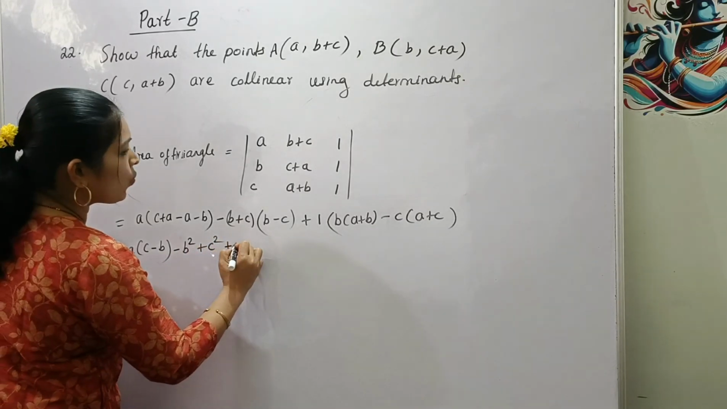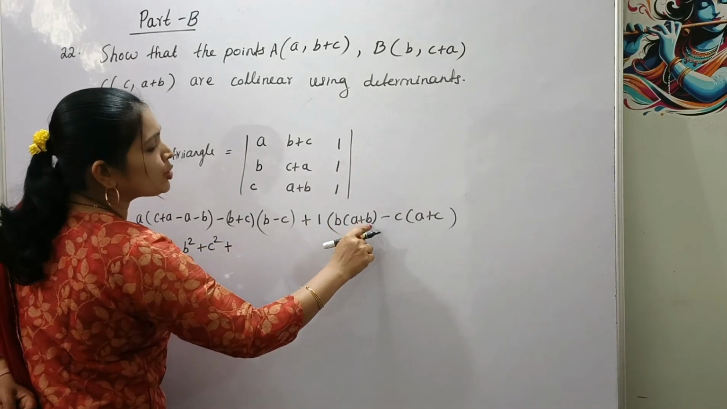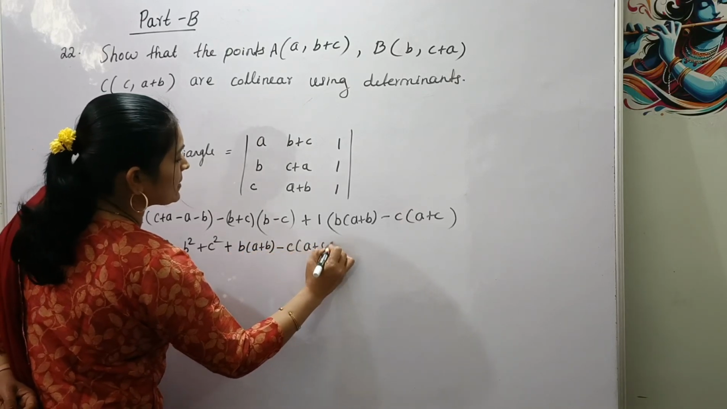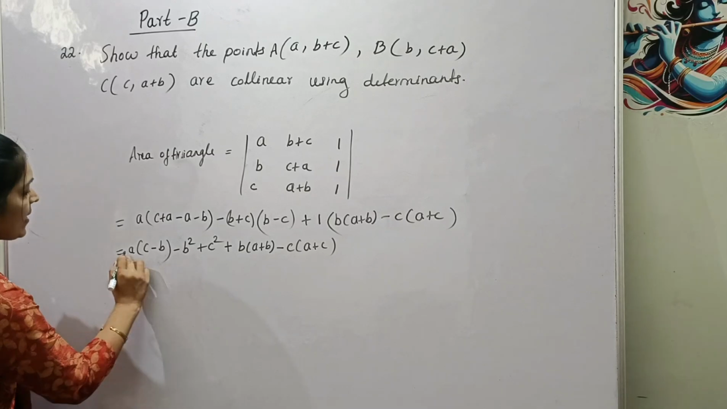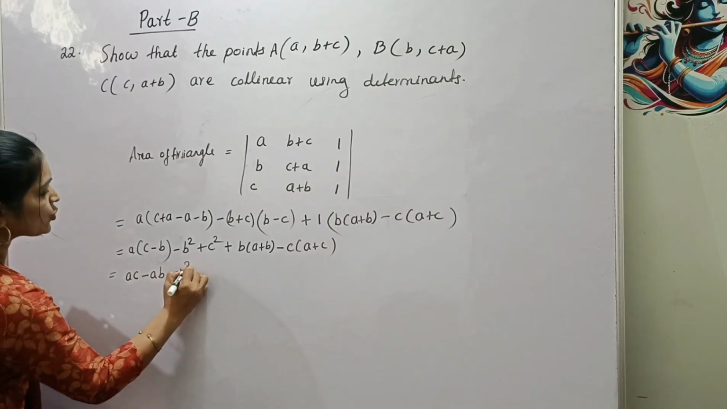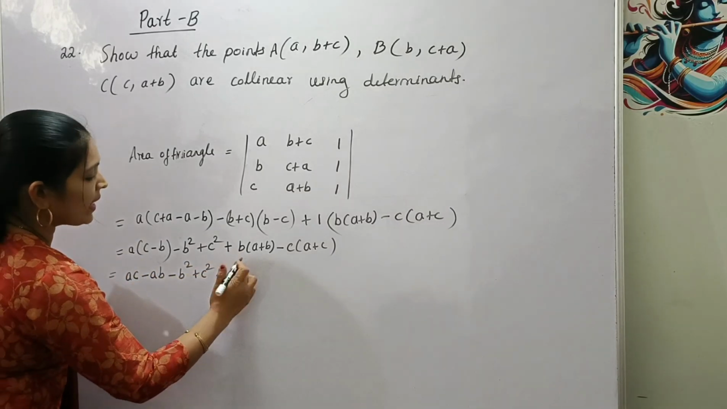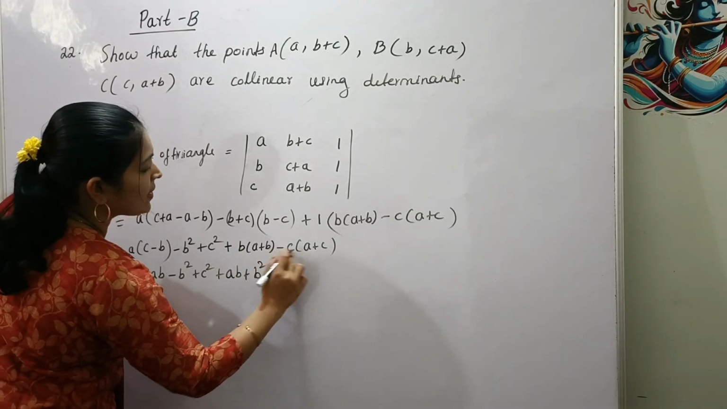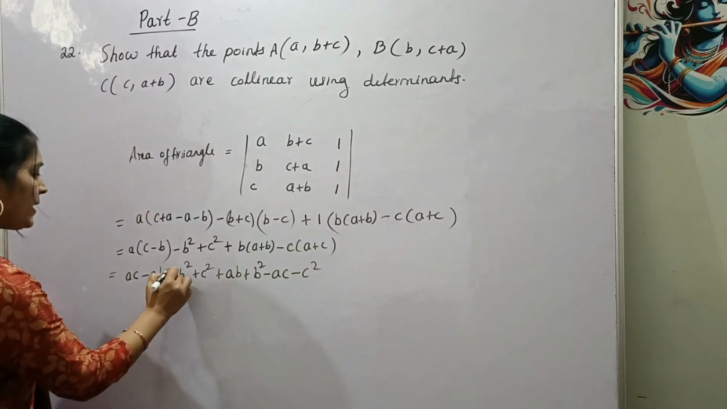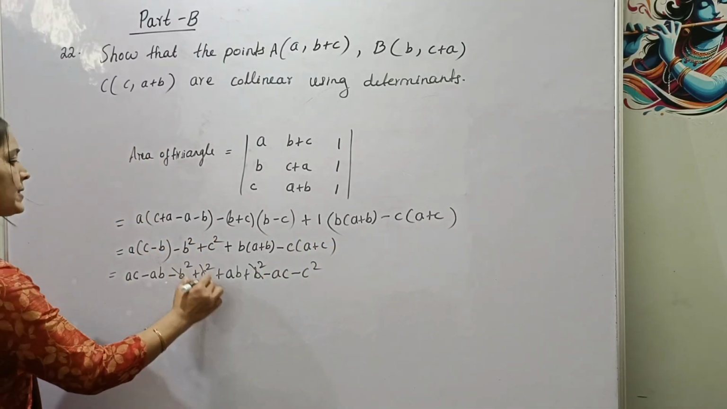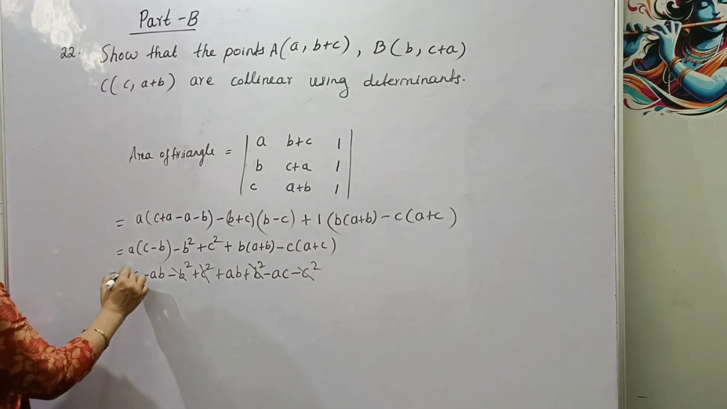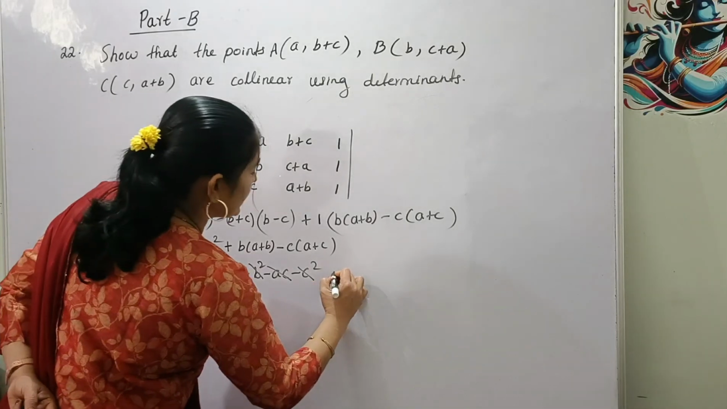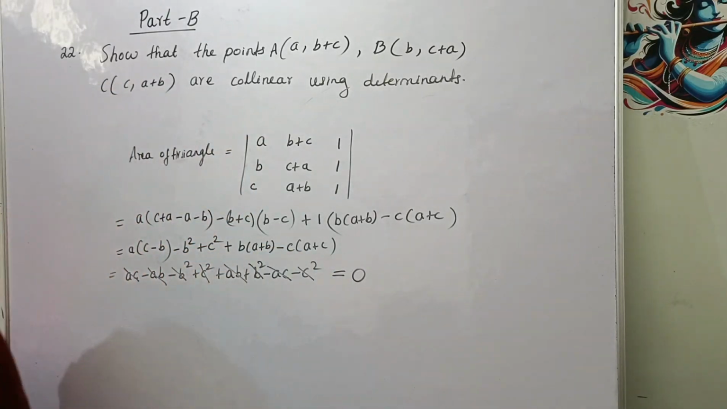Okay, plus 1 into, here b into a plus b minus c into a plus c. Okay, that is ac minus ab minus b square plus c square plus ab plus b square minus ac minus c square. Okay, minus b square plus b square cancelled, plus c square minus c square cancelled, ac minus ac cancelled, minus ab plus ab cancelled. That is, it is equal to 0.